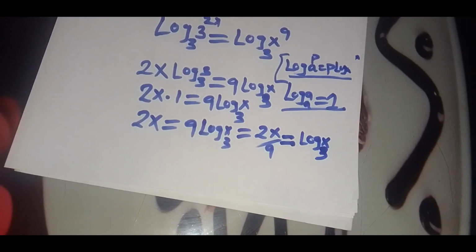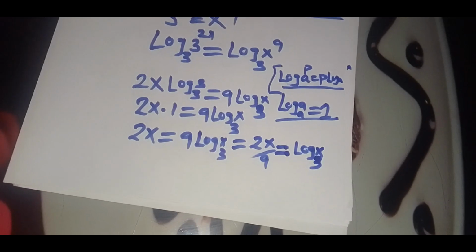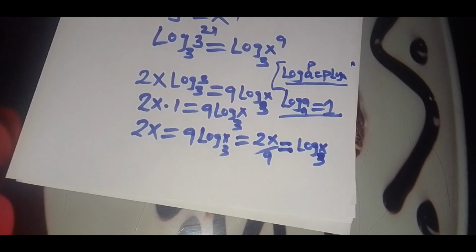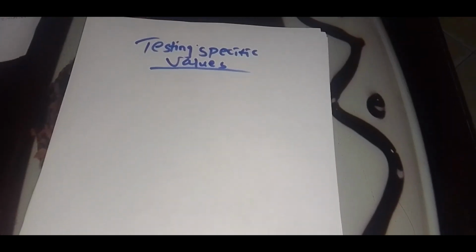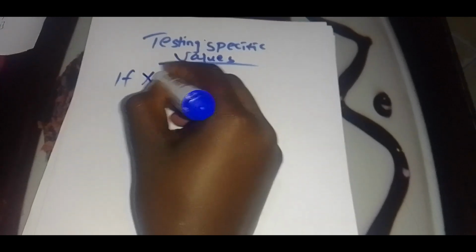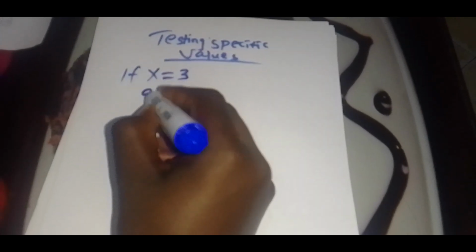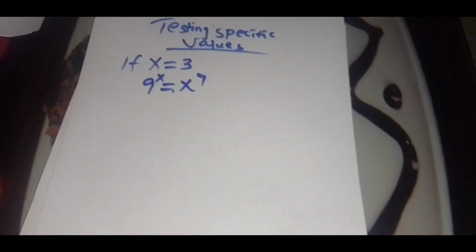Now, this equation is actually transcendental, and we can try some specific values of x to find the solution. So let's start testing some specific values to arrive at the solution. If x is equal to 3, remember that our equation is 9 raised to power x equal to x raised to power 9. So let's test if 3 satisfies the equation.